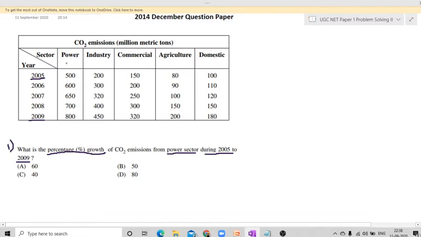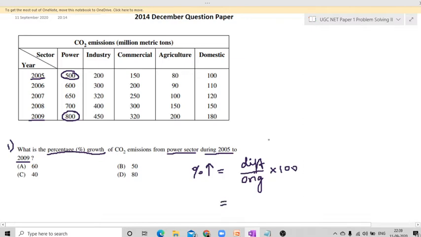For the power sector, the 2005 value is 500, and that of 2009 is 800. We are asked to find the percentage growth. Percentage growth is nothing but simply percentage increase. We usually find it by getting the difference, dividing by the original value, and multiplying this fraction with 100, and we get the answer. The same way we are going to go here.